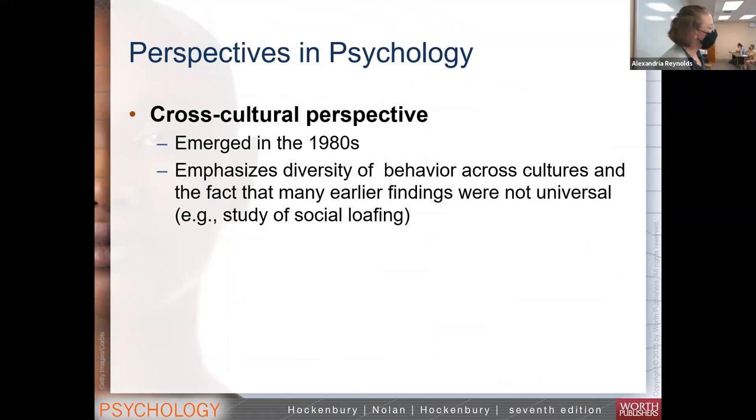So let's talk about the cross-cultural perspective. Now, this is one that's a little, honestly, I feel embarrassing for the psychology field, that it took so long for us to realize, and by so long, I mean 1980s, but that was like, you know, 100 years prior, to realize that culture is really important. So what do you guys think the first sort of groups of people in psychology, okay? The first people who were psychologists studying people, what groups of people do you think they were studying?